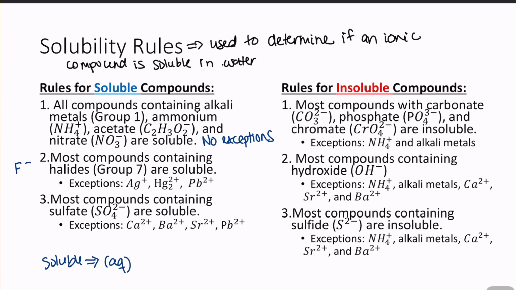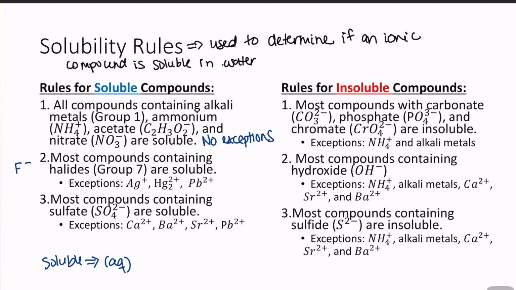Now let's go to the other side of the table. Here we have the insoluble compounds. So if your compound contains carbonate, phosphate, or chromate, then it's most likely going to be insoluble. Now, remember, group one, ammonium, acetate, and nitrate are always soluble, so you're going to see those exceptions here.